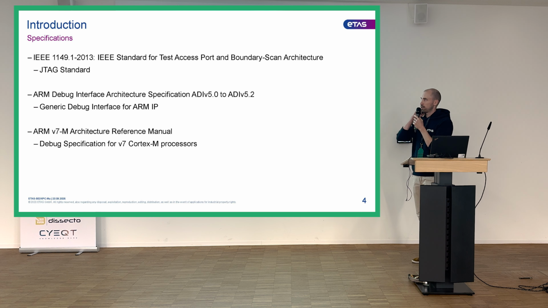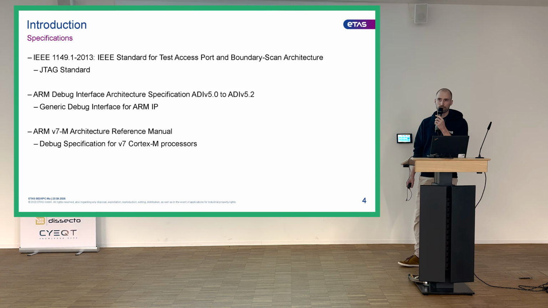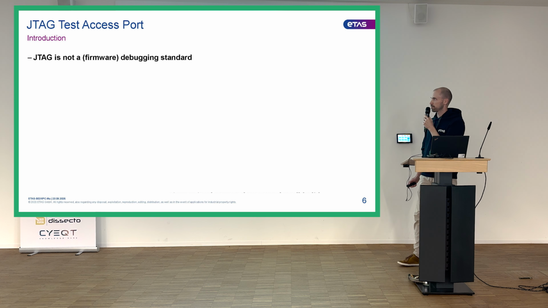I'm going to talk a bit about JTAG, and that's the IEEE 1149.1 standard. The second one is the ARM debug interface architecture specification. It's actually an older version, but it applies to a lot of the 32-bit microcontrollers, so it's still applicable. And then just a little bit about the ARMv7 architecture reference manual for some registers. But let's start with the test access port.